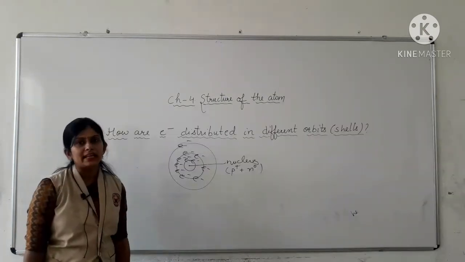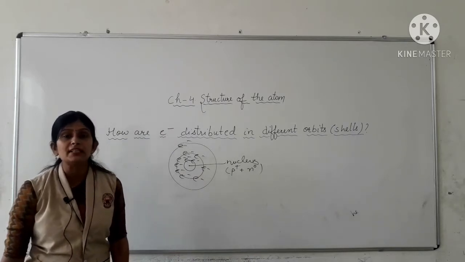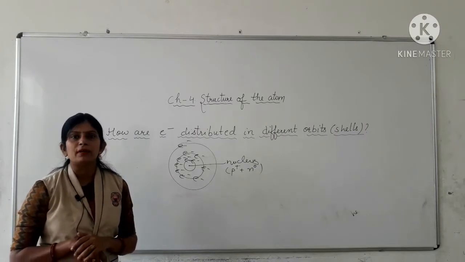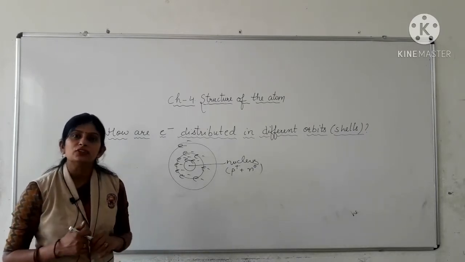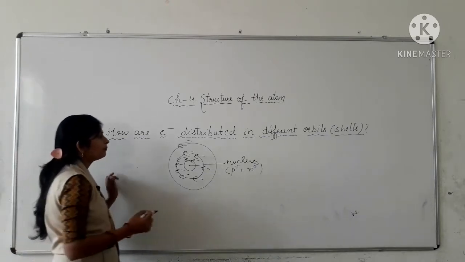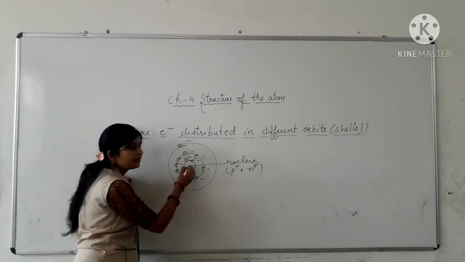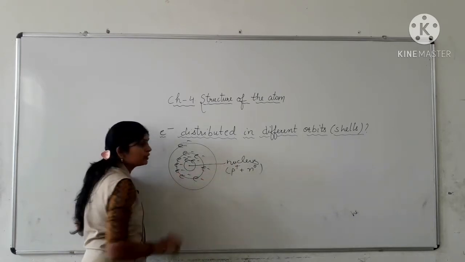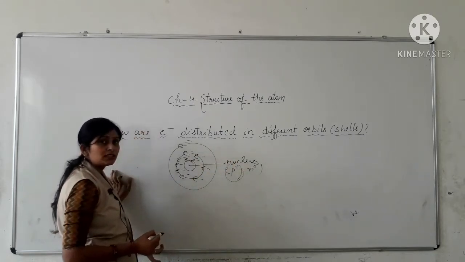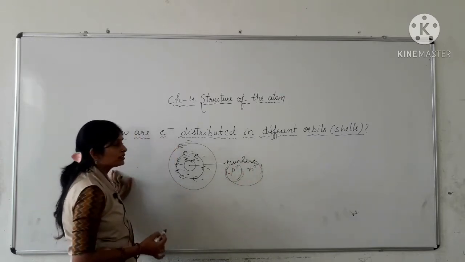Now the next topic is how electrons are distributed in different shells or orbits. See, so far in this chapter we have learnt about the structure of the atom. What is the structure of the atom? That in the atom most of the space is empty. Then there is a small central core region inside the atom known as the nucleus, where the entire positive charge in the form of protons and the entire mass in the form of protons and neutrons are present.